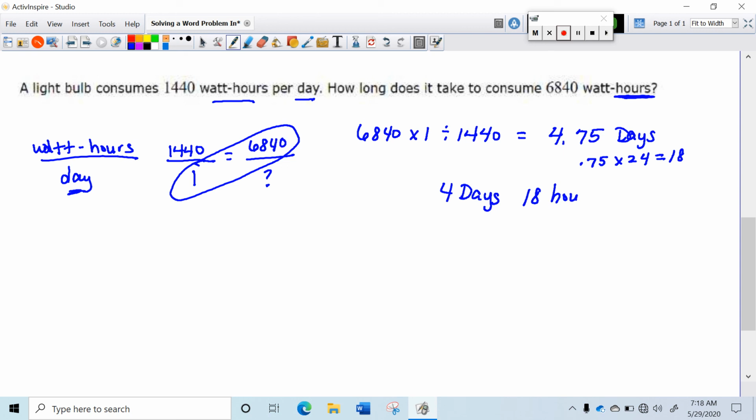That one was more difficult. It actually worked backwards from the previous two examples. Or if they just want to know it in days, the answer would be 4.75. It just depends on if they want it just in days or whether they want you to actually split that apart.